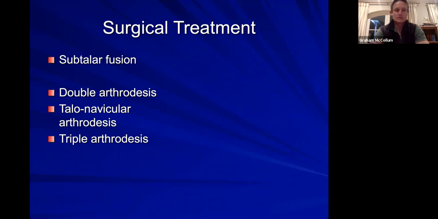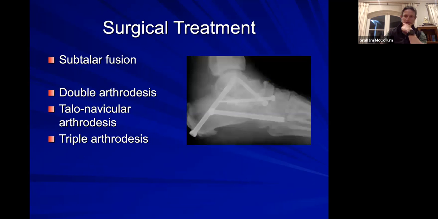So the surgical treatments to correct these deformities and the degenerate joint disease are subtalar fusions and isolated double arthrodesis, which is subtalar and talonavicular. Sometimes, and I'll show you a case, you can perform a talonavicular arthrodesis isolated if it's just that joint. And then, of course, the triple arthrodesis, which includes the calcaneocuboid joint for significant deformity.